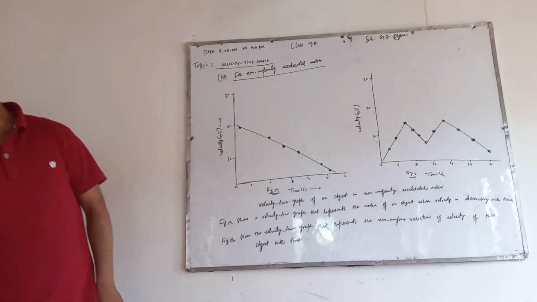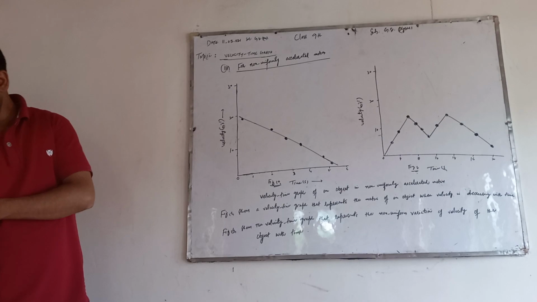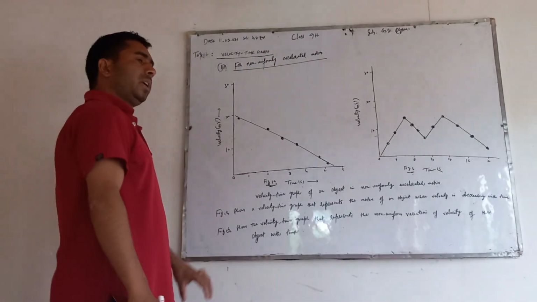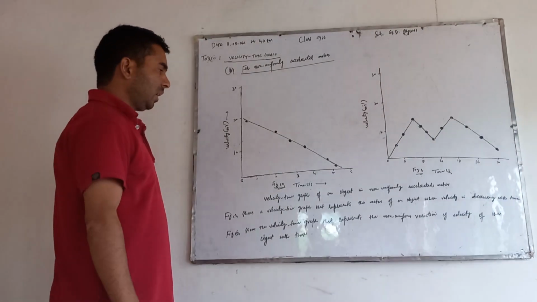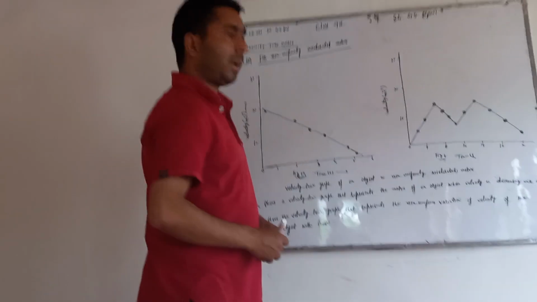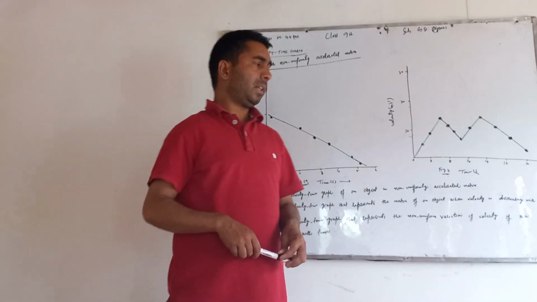We obtain this variation in non-uniform accelerated motion. Velocity can have any slope. Okay, students, so this is the graph. This is the graphical representation of the velocity time graph for non-uniform accelerated motion. Hope you understand this graph.